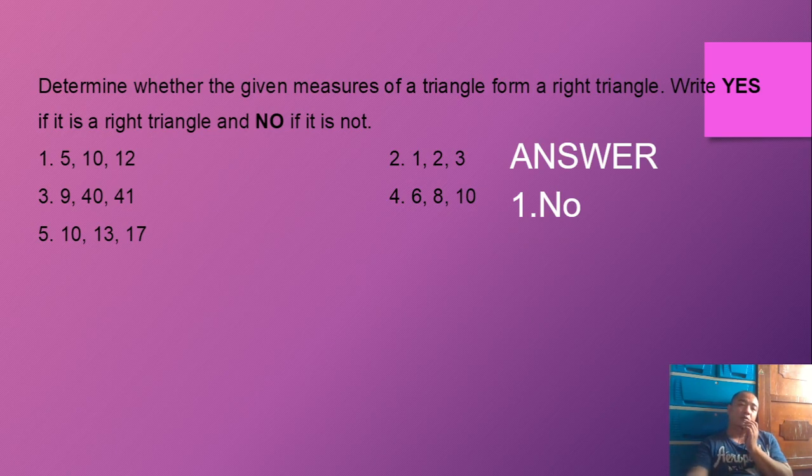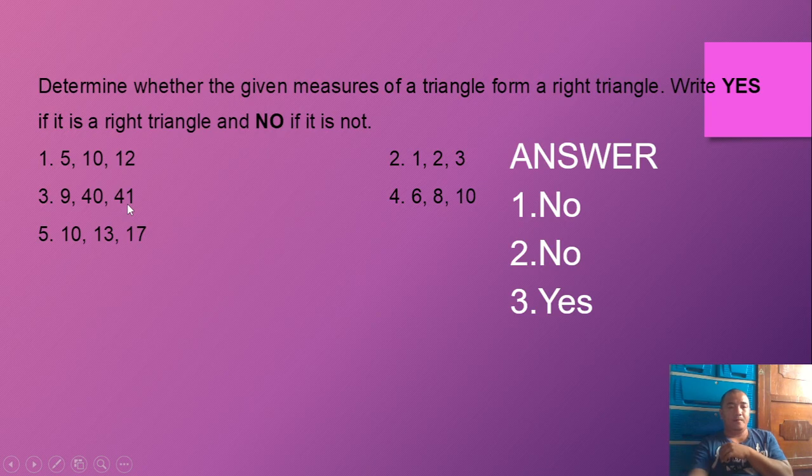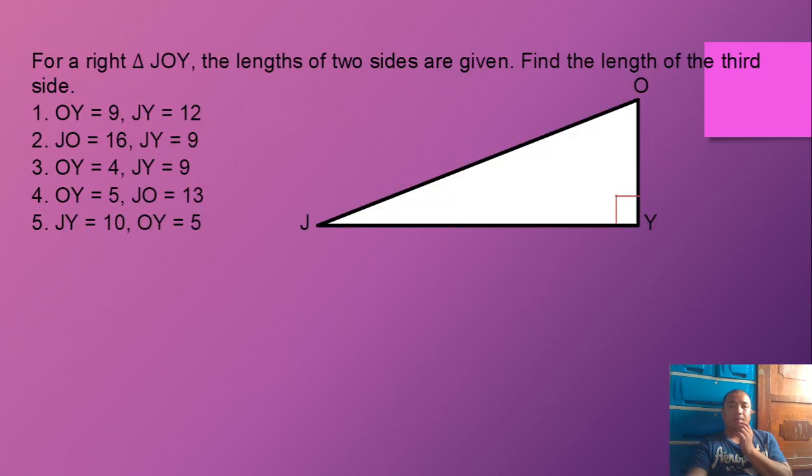Number 2 is still no. Here, 1 plus 4 is equal to 5, not 9. How about number 3? Yes, correct. 81 plus 1,600 is 1,681, the square of 41. Number 4 is also yes. 36 plus 64 equals 100. How about number 5? No. The sides are not sides of a right triangle.